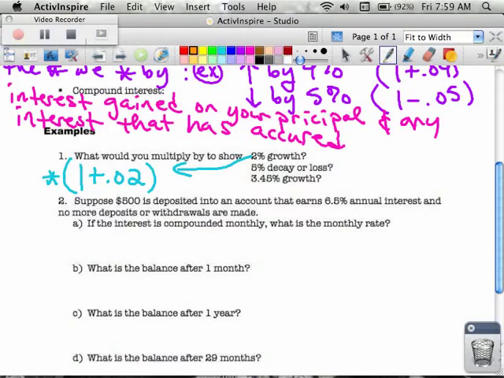The second part talks about a 5% decay. So that means I'd be multiplying by 1 minus 0.05. The minus sign is there because it's a decay. That means it's going down. And then the 5% written as a decimal is 0.05. And a 3.45% growth would be written as 1 plus 0.0345. And that's what I'd be multiplying by.